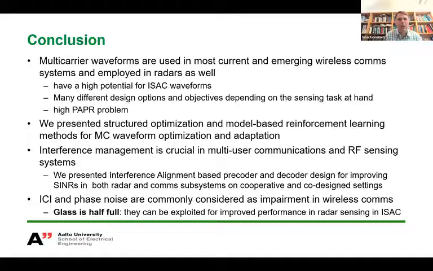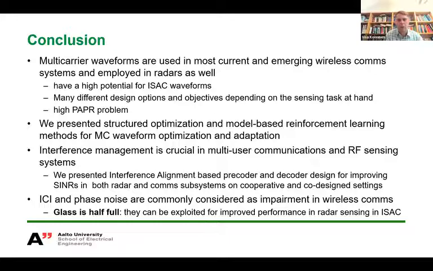For these waveforms, there are certainly a lot of different design options depending on the tasks at hand, and also a lot of degrees of freedom that you can adjust to improve your performance, whether through optimization, learning, or pure co-design of these systems. The drawback that remains is the high peak-to-average power ratio that may limit the sensing range a bit. We presented some structured optimization and model-based reinforcement learning examples that used multi-carrier waveforms, optimized those waveforms and adapted them to changing channel conditions.